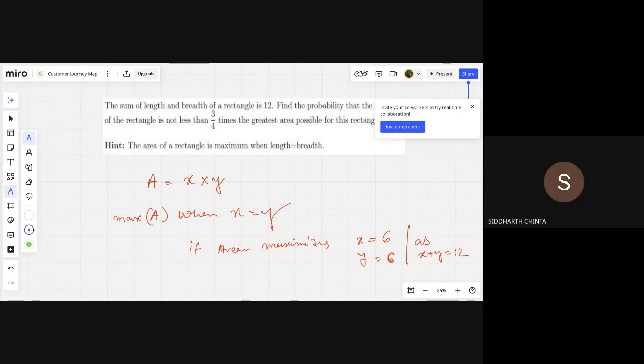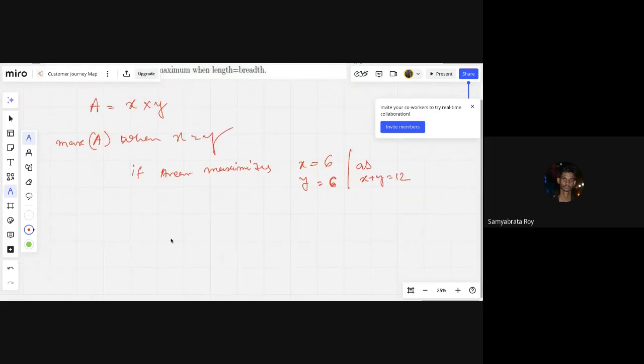Any doubt? No, sir. Now, we need the probability that area is at least three-fourth of the maximum area. Okay. So, what is the three-fourth of the maximum area? 27, sir. Yes, 27. 36 into three-fourth. Okay. If this is my maximum area, then what is the possible value of x and y?